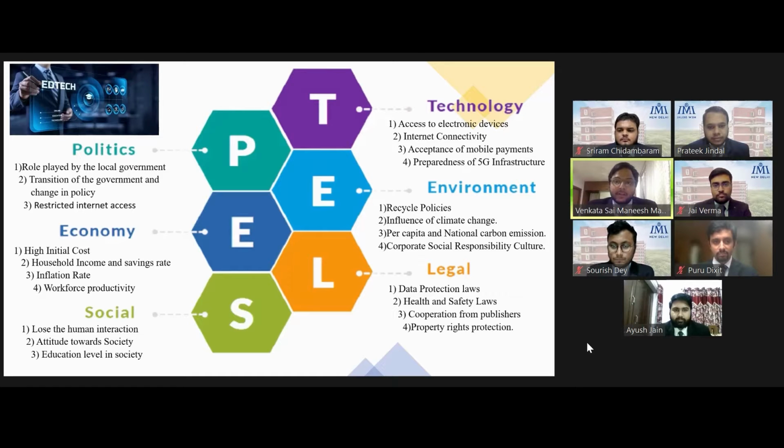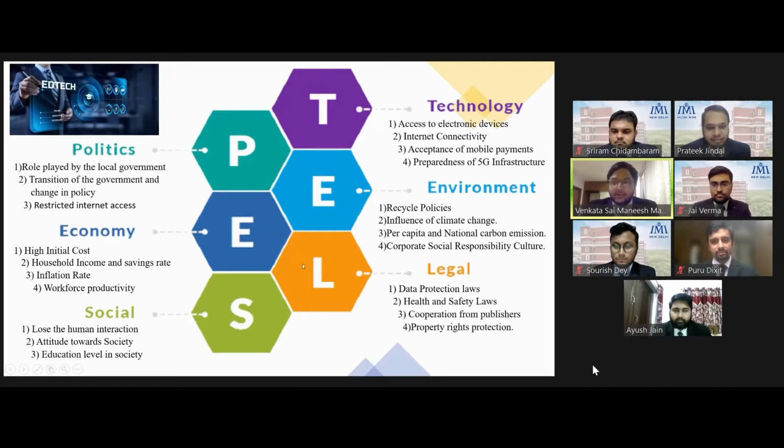Now coming to the technological factors: access to electronic devices, internet connectivity, acceptance of mobile payments, and 5G infrastructure. Here we know that another major technical barrier to online education is internet connectivity. Even if students have a sufficiently powerful electronic device to consume digital education materials, they still need to be able to access those materials via the web. So access to internet connectivity plays a major role.